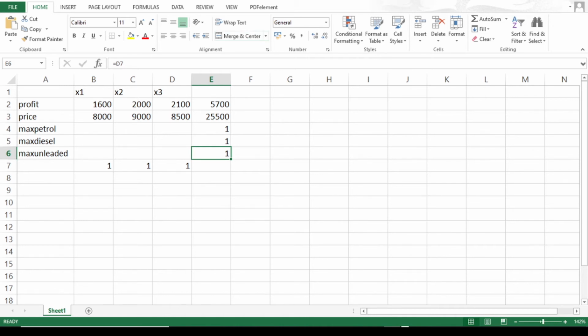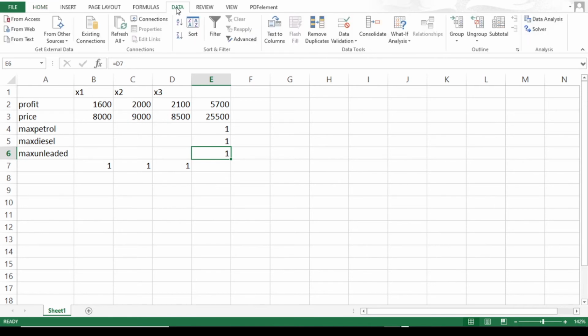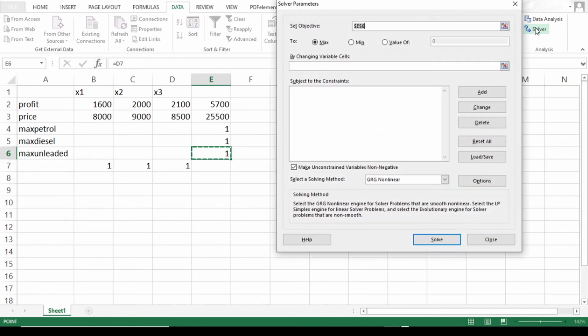So we go to our Data tab, and there you should find your Solver. If you haven't added this add-in Solver, I refer you back to a previous lecture where I showed you how to upload the Solver add-in. So for now, I assume that you already have that add-in. So I click on Solver.